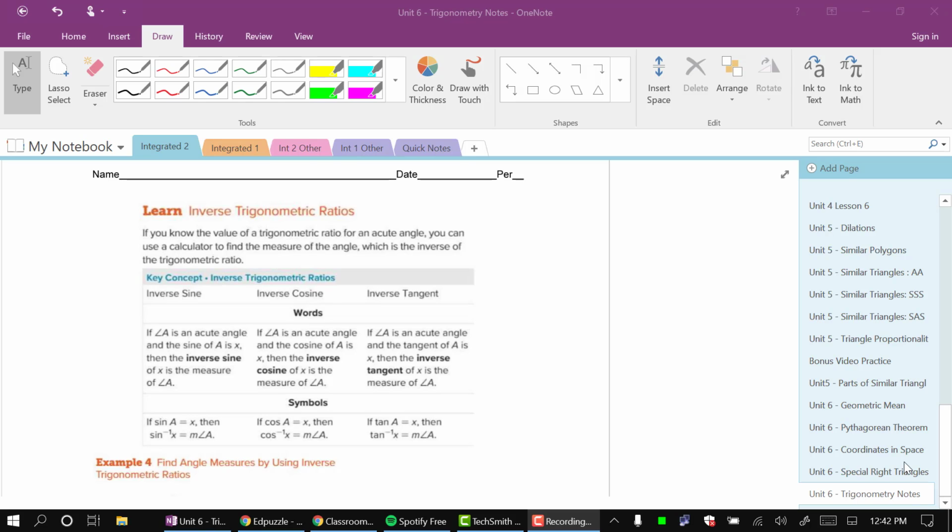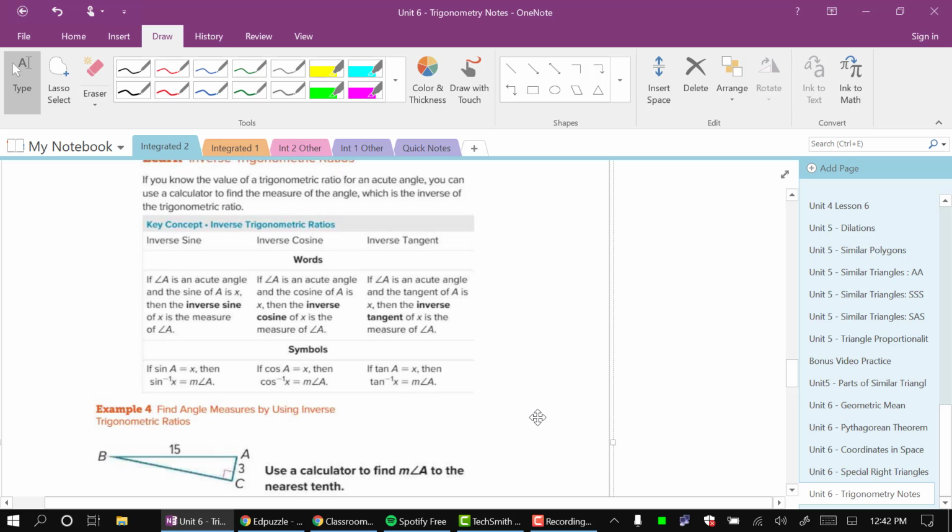So the inverse is sine. If A is the acute angle, and the sine of A is x, then the inverse sine of x is the measure of angle A. So again, if sine of A equals x, then the inverse sine of x equals the measure of angle A. If A is the acute angle and the cosine of A is x, then the inverse cosine of x is the measure of angle A. Likewise here, cosine of A equals x, then the inverse cosine of x equals the measure of angle A. And likewise for tangent as well.